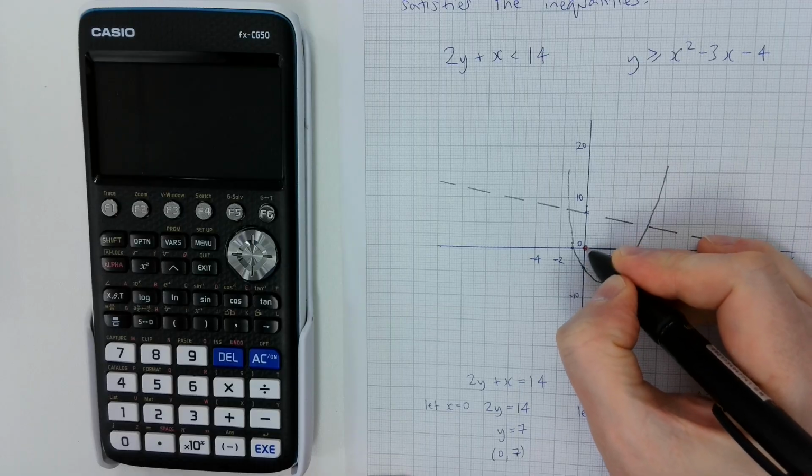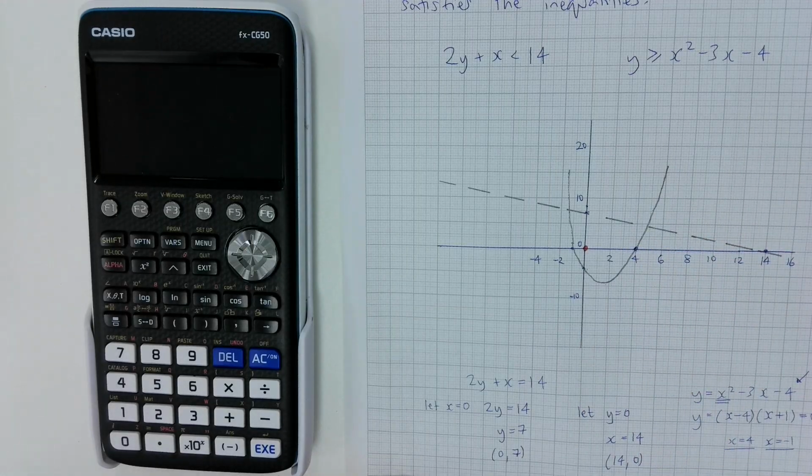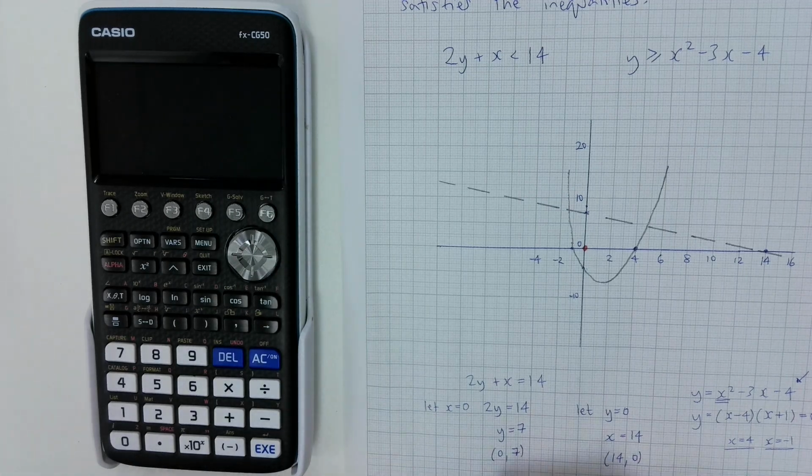So I'm going to look at the straight line first, and you can see that the origin (0, 0), which is always a great one to pick, lies very clearly on the left-hand side, or underneath, sorry, the line. So we know it lies on that side. So let's look at the inequality.